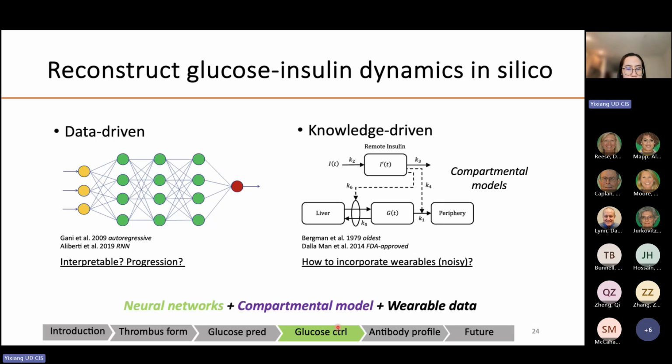So my future outlook for this model is to combine both the data-driven and the knowledge-driven models and fall into the category of hybrid models, represented by neural networks plus the compartment model, as well as data from our wearable data.